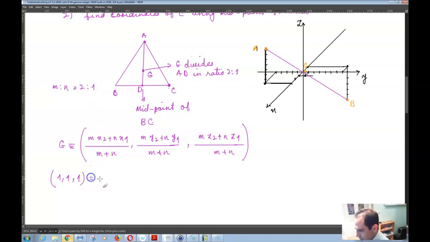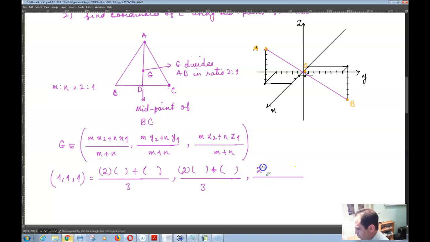So over here I can write basically 2 times some number plus 1 times some number, so I don't really need to write that 1. And over here I need to write 2 plus 1 is equal to 3. Again over here 2 times some number plus some other number is equal to 3 over 3. And over here again 2 times some number plus some other number over 3.